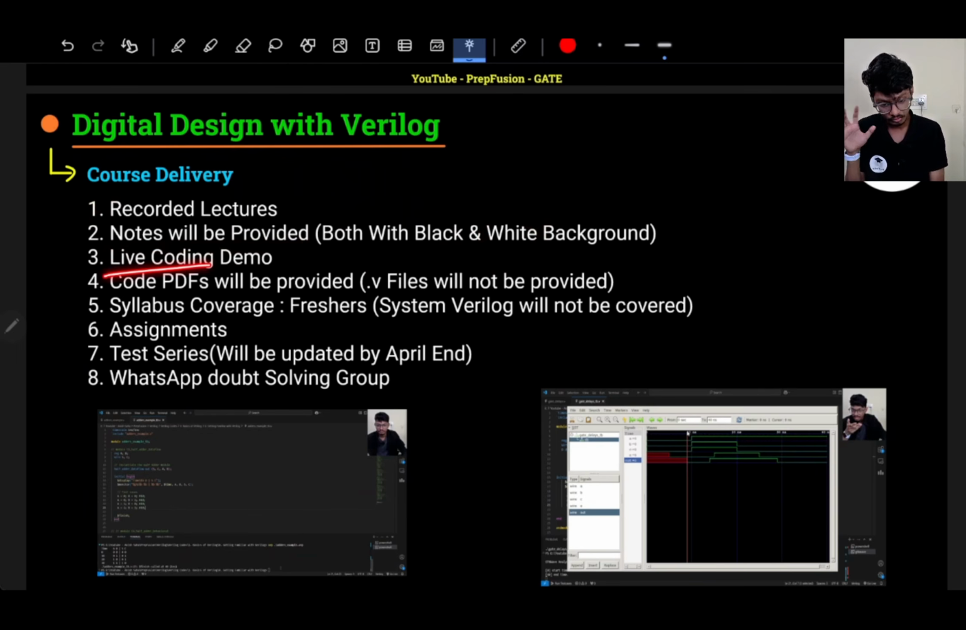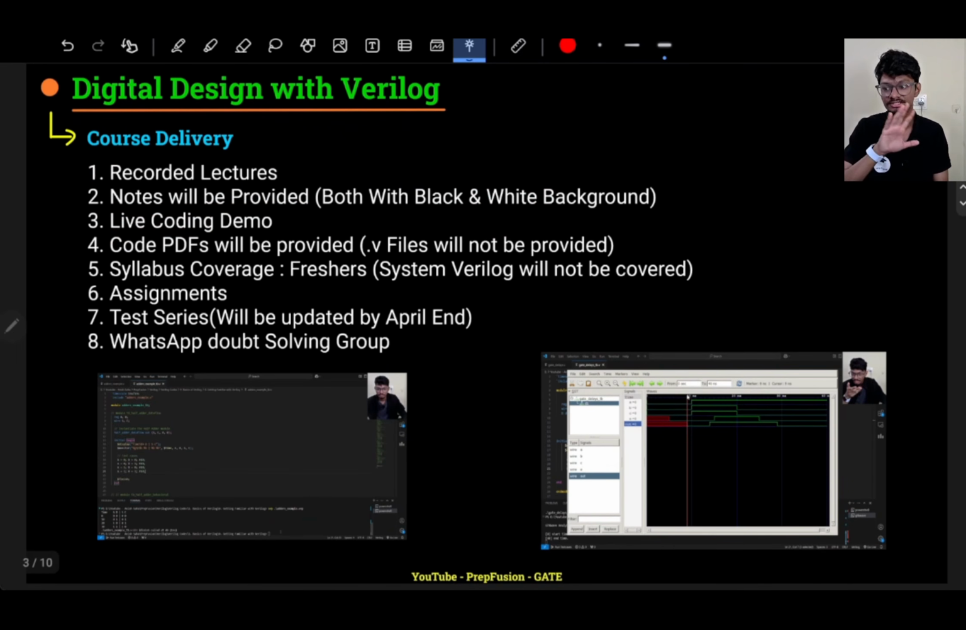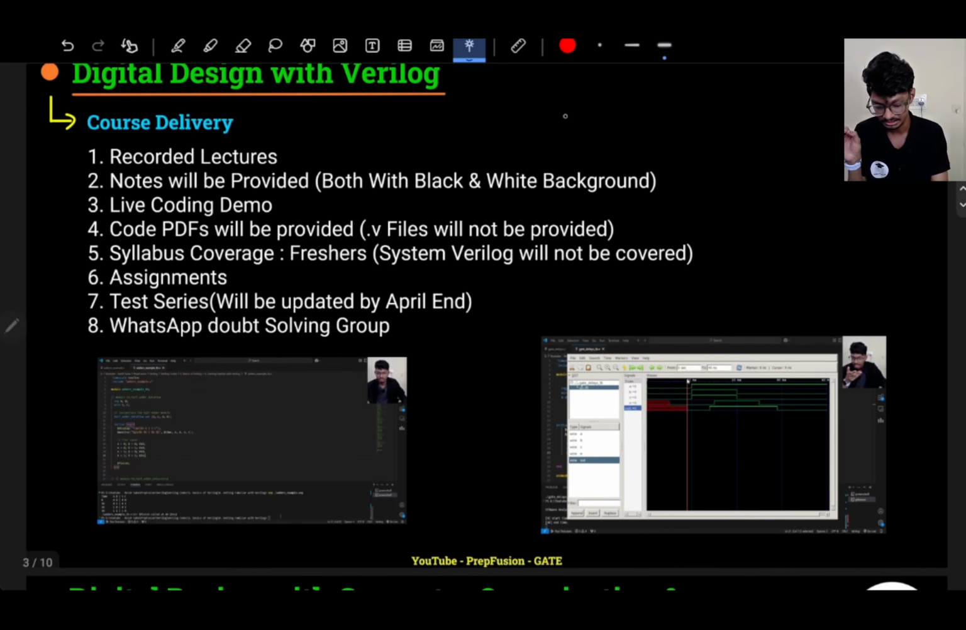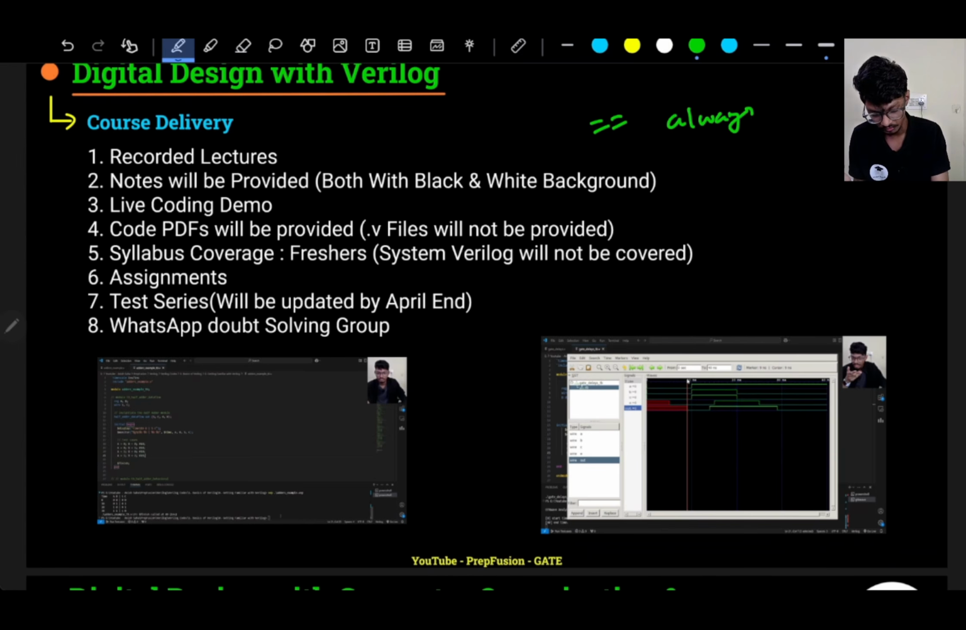Also, there will be live coding demos. It's not like I will just tell you the theoretical things. No, I will code in front of you. You can see I am coding, right? It's not like I'm just explaining what the double equals to operator is, or what an always block is. I am telling you the theory, and I'm implementing it in code as well.